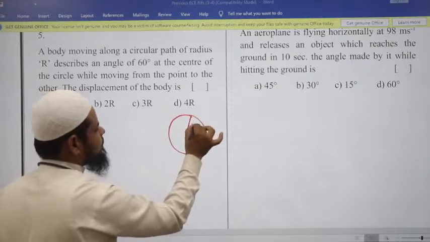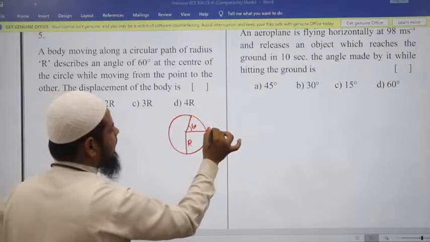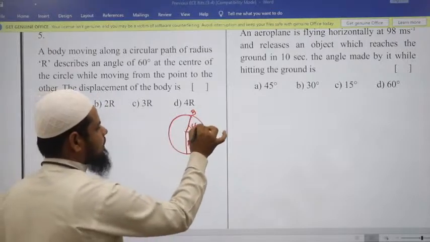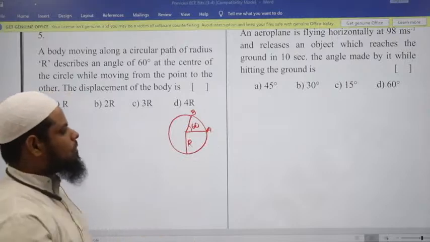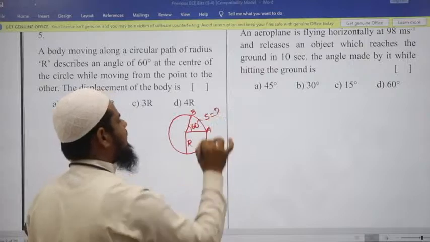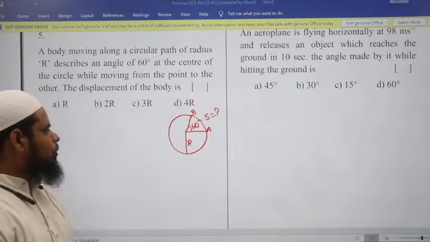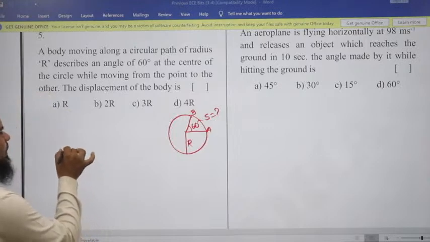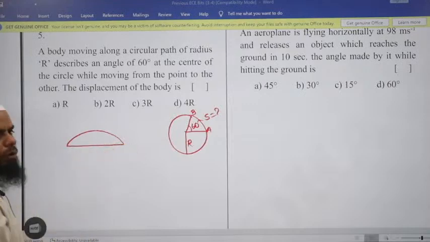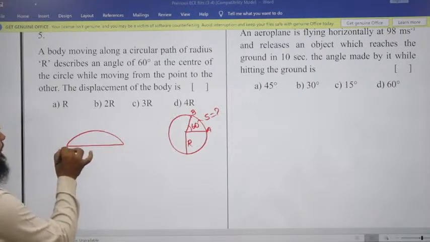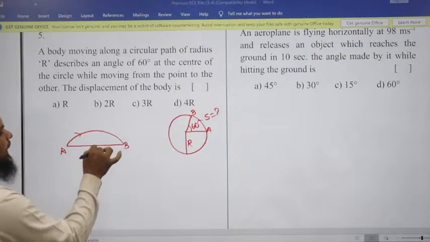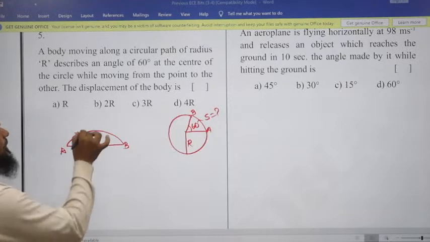This is an angle of 60 degrees. I started from A and moved up to B. So that is the case, moved up to B. So what is my displacement? That is what he is asking. What is my displacement? Look at this, very easy to understand. This one everyone knows. I started from A and I moved up to B in a circle of radius r. Then what is my displacement?